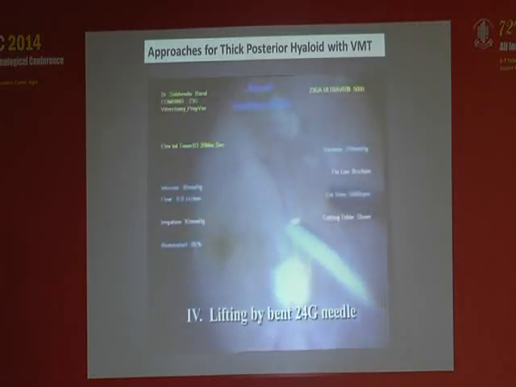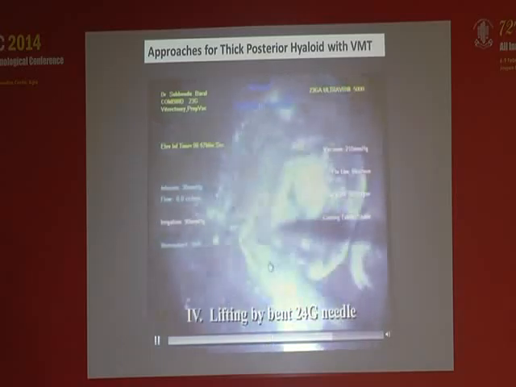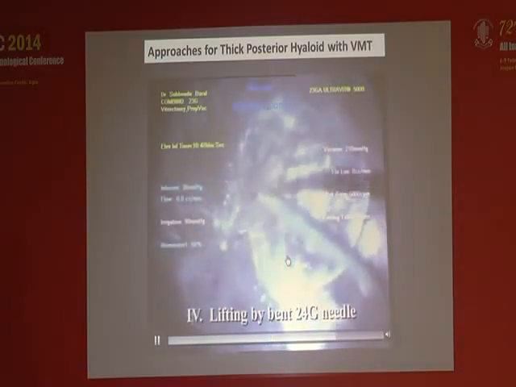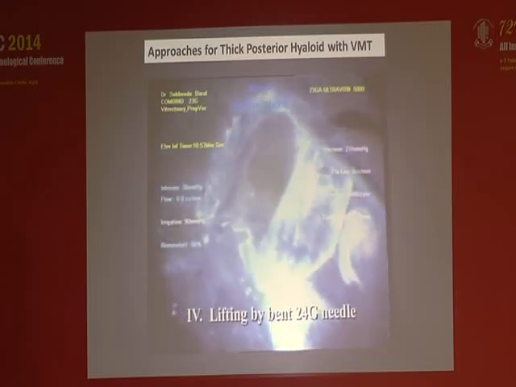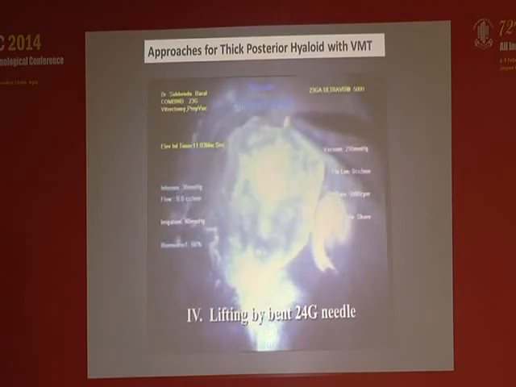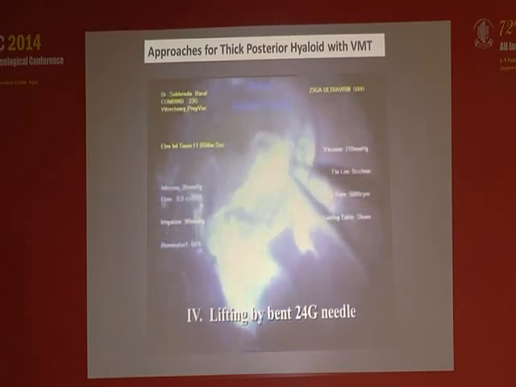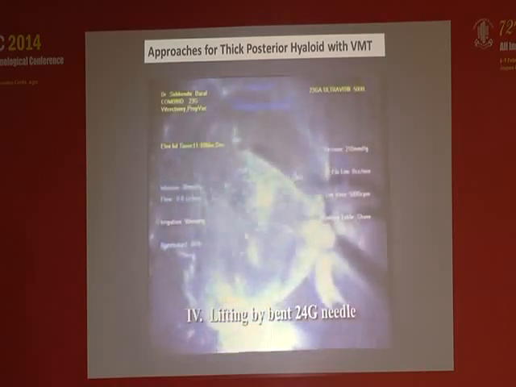So another situation of taut hyaloid phase. After staining the hyaloid phase, we have seen the hyaloid phase not removing. We can't remove this hyaloid phase. So we have bent a 24 gauge needle to produce a nick, and with the same bent needle you can lift the hyaloid phase from the surface of the retina, because this kind of situation may happen.